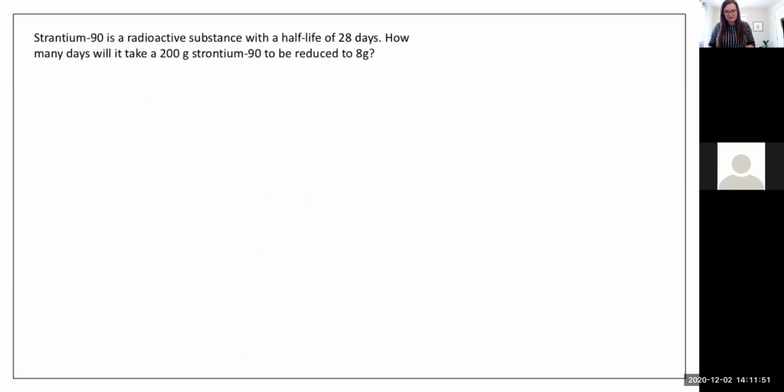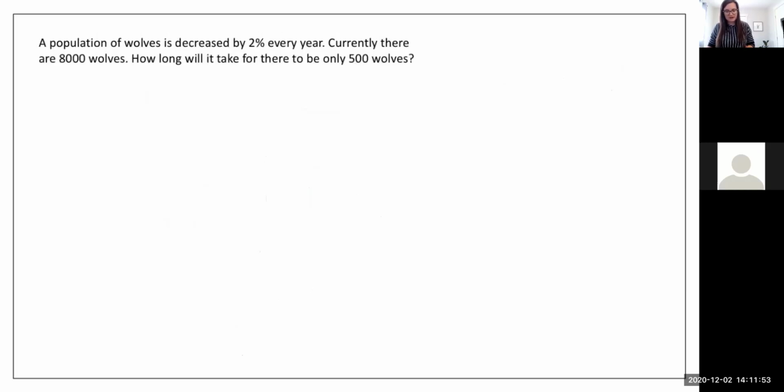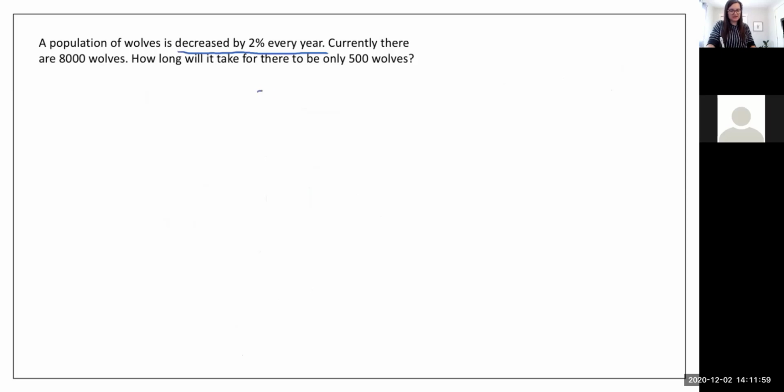I can leave these for you. Again, this one's a decay because they're decreasing by 2%. So your k value will have to be negative, so e to the negative 0.02t. Currently, there are 8,000 wolves. How long will it take until you have only 500 wolves? And so that's your equation that you're solving, again, in the same ways as before.